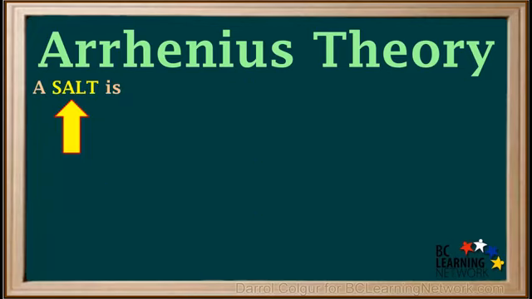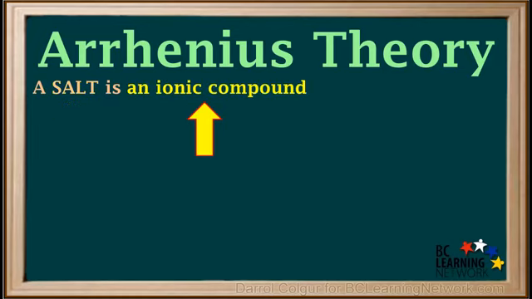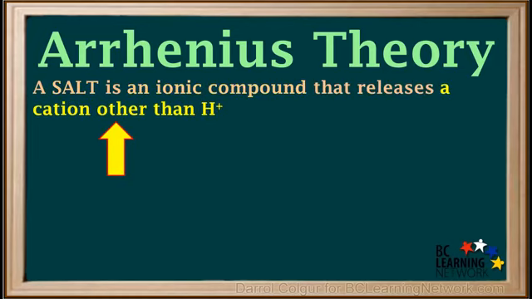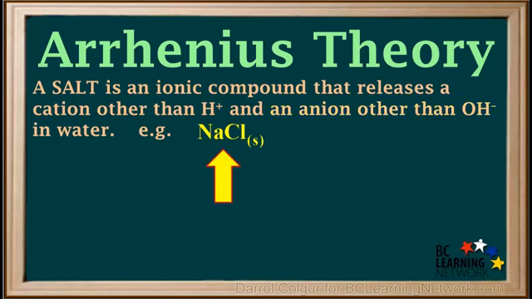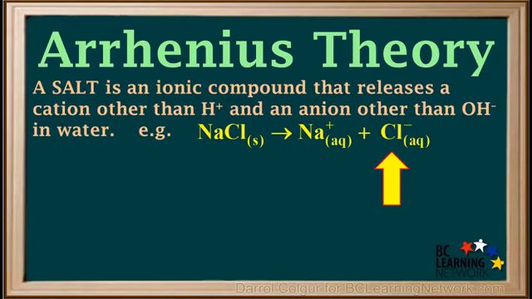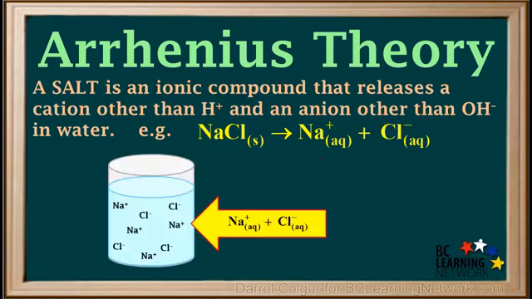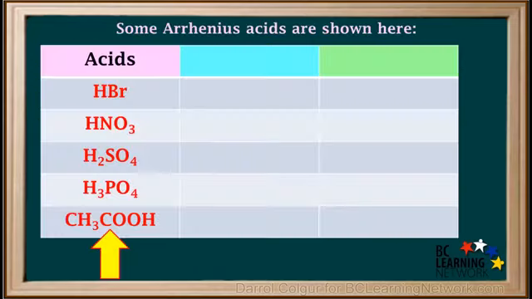The other type of ionic compound Arrhenius defines is a salt. A salt is an ionic compound that releases a cation other than H+ and an anion other than OH- in water. An example is the common salt sodium chloride, NaCl. NaCl dissociates into Na+ ions and Cl- ions. So a water solution of NaCl would contain mobile Na+ and Cl- ions.